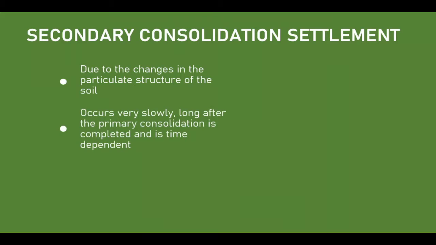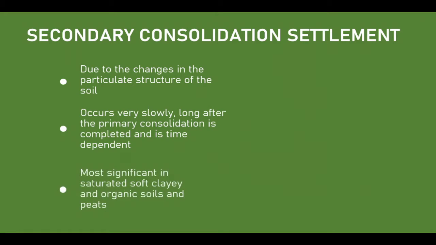Secondary consolidation settlement happens due to the changes in the particulate structure of the soil. It occurs very slowly, long after the primary consolidation is completed, and is time dependent. It is most significant in saturated soft clayey soils, organic soils, and peats, or organic soils from organic matter that is decomposable. That's why secondary consolidation settlement is important in these kinds of soils.